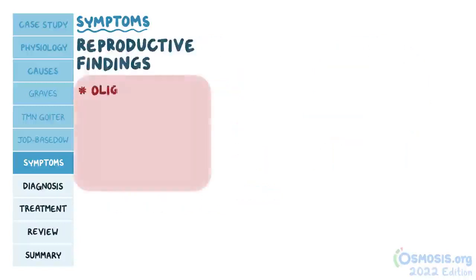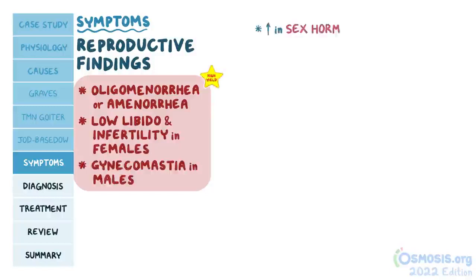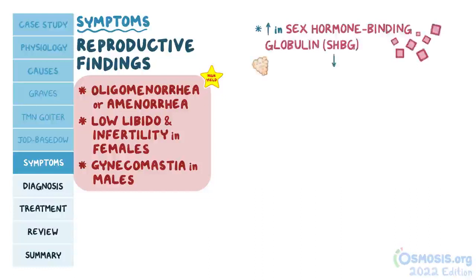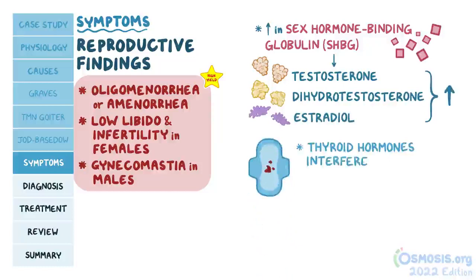Reproductive findings include oligomenorrhea or amenorrhea, low libido and infertility in females, and gynecomastia in males. One of the mechanisms involved is that with hyperthyroidism, there's also an increase in sex hormone binding globulin, or SHBG, and as a result, levels of total testosterone, dihydrotestosterone, and estradiol are increased, and this can interfere with normal hormonal processes. Regarding menstrual disturbances, the mechanism involved can be that thyroid hormones interfere with GnRH signaling, which in turn affects LH and FSH pulses.